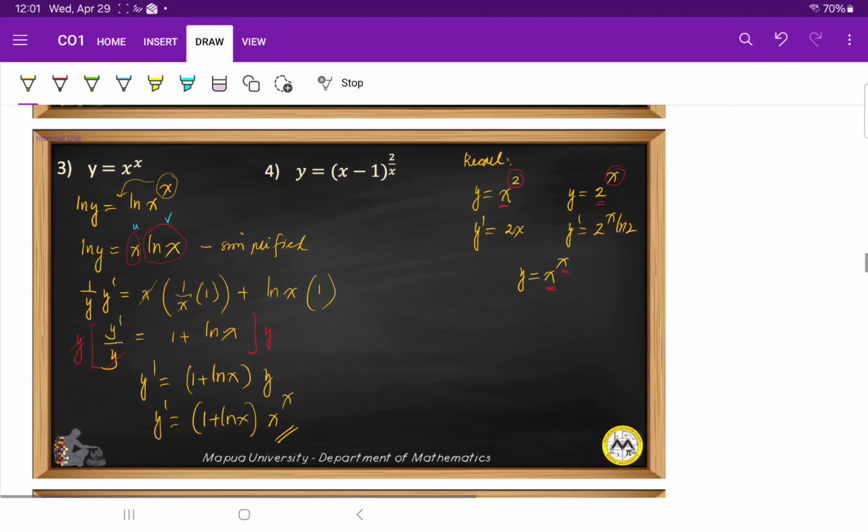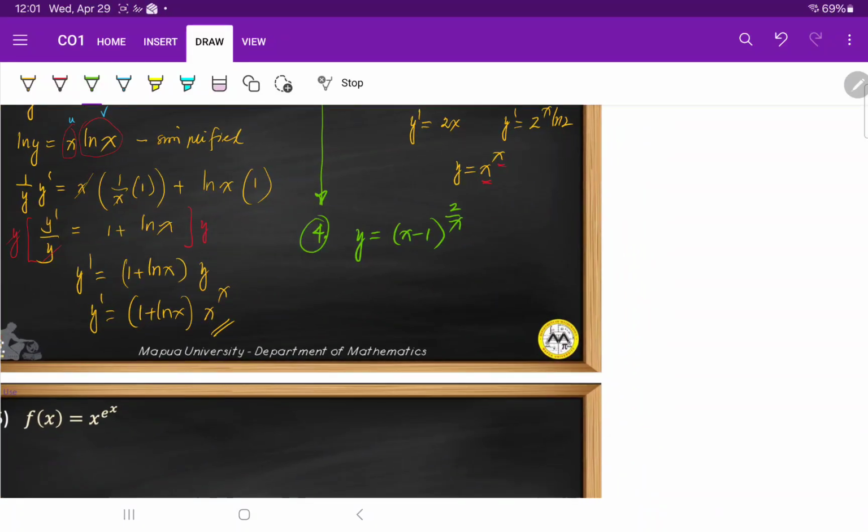Okay, now let's go over number 4. For number 4, we're given y is x minus 1 raised to the 2 over x. So again, here you have the base, and this is the exponent. The base has a variable, and the exponent also has a variable. So we could not differentiate this. We need to remove this variable exponent. By what? By taking the natural logarithm of both sides and then simplifying.